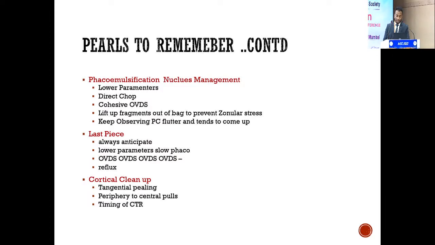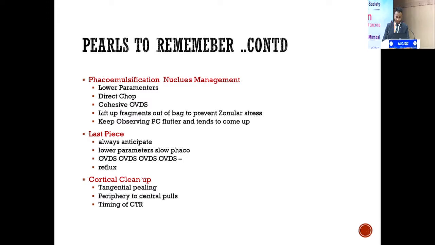Use direct chop techniques. Always be liberal in your use of viscoelastics, especially cohesive viscoelastics. Lift up the fragments to prevent stress on the zonules. And keep observing the PC, because your heart is going to beat faster the moment you see your PC fluttering over there. The last piece is very important, because you always have to anticipate that something can go wrong. You can't be relaxed at the last piece.